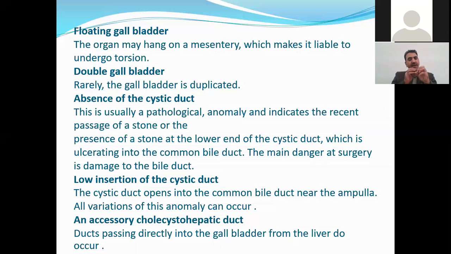A duct passing directly into the gallbladder from the liver can occur. The significance of this duct is that it can cause bile leak after surgery, because it is not shown or not identified during the procedure of cholecystectomy. There is an accessory duct between the gallbladder and liver.